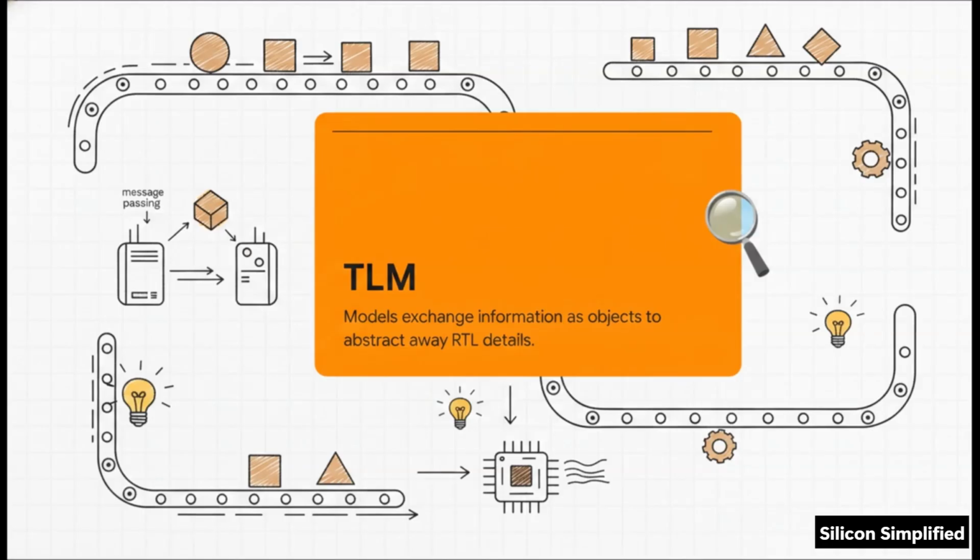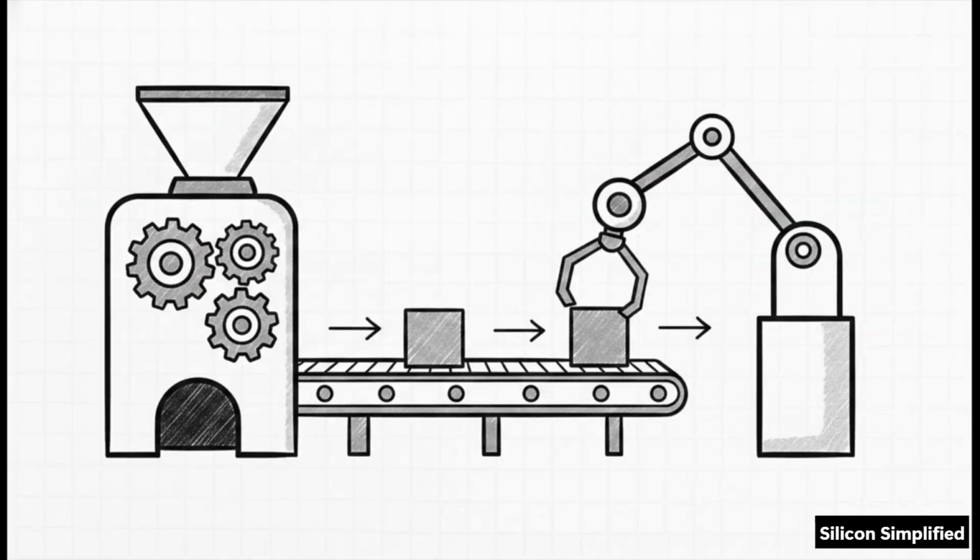By abstracting away those low-level RTL details, your simulation runs so much faster, and your components become highly reusable across entirely different projects. So on this factory floor, we essentially have two main roles. The producer is the component that generates a transaction, and the consumer is the component that receives and consumes that transaction. Pretty straightforward, right? But how do they actually hand off the goods?